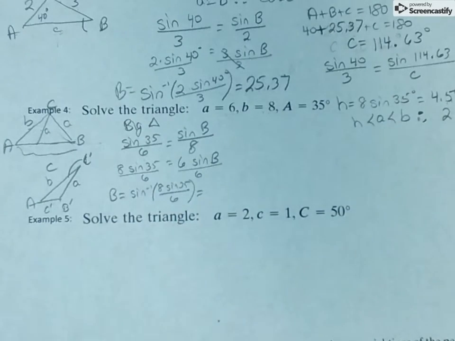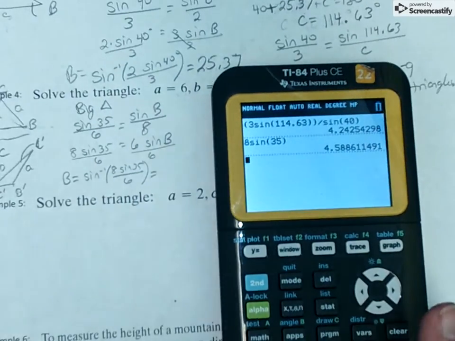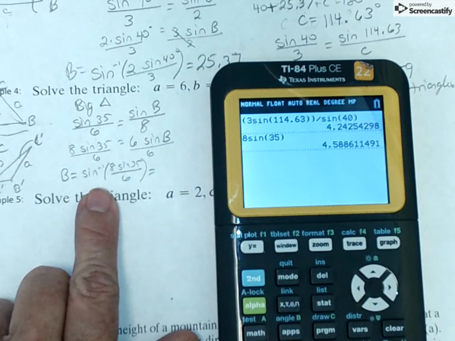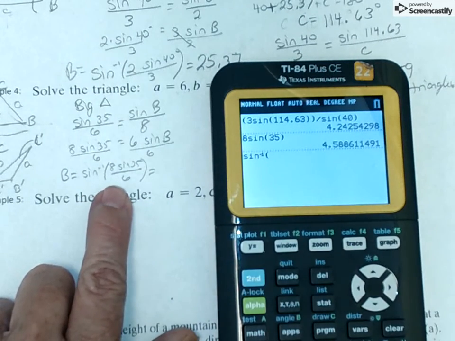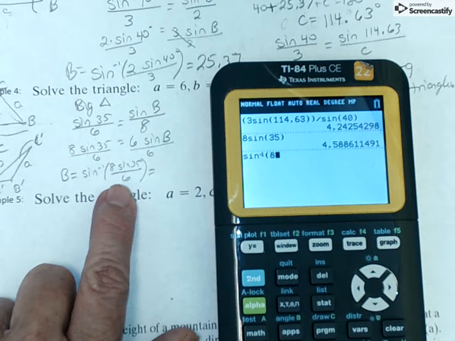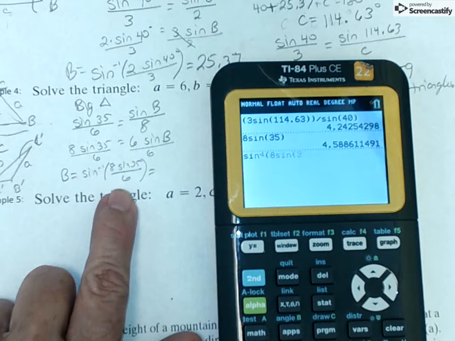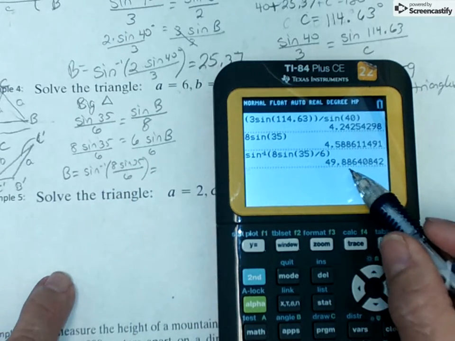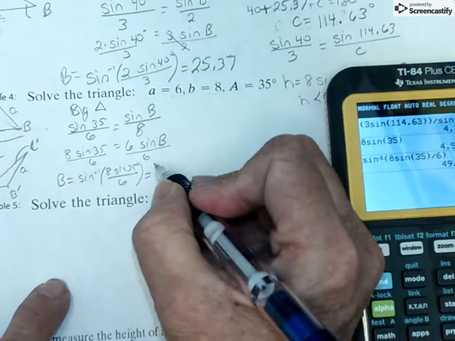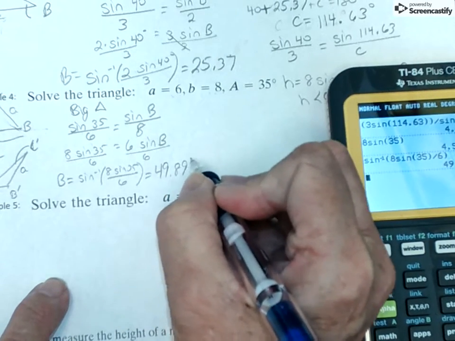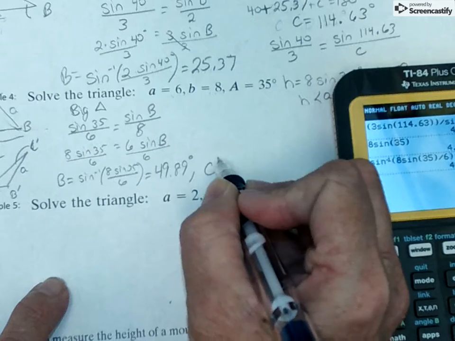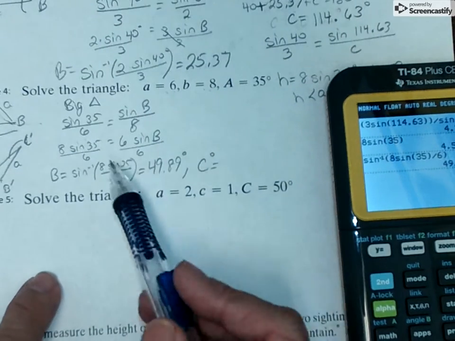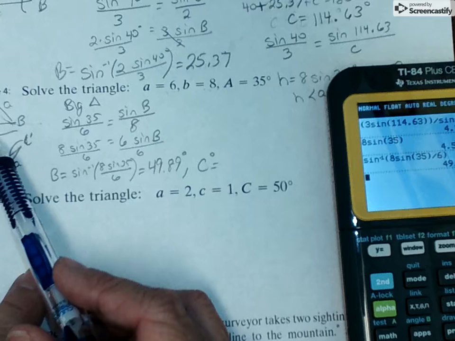So angle B, when I plug this all in, let's plug this in together. So second sine inverse, parentheses, 8 times sine of 35 degrees divided by 6 is going to give me an angle of 49.89 for angle B. So 49.89 degrees. Based on that, I can find angle C because we know angle A is 35 degrees.